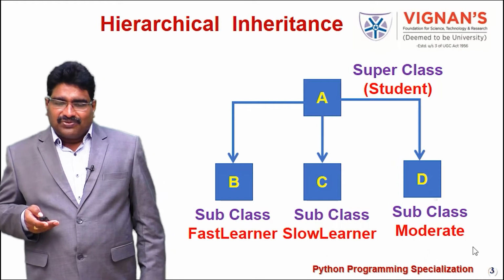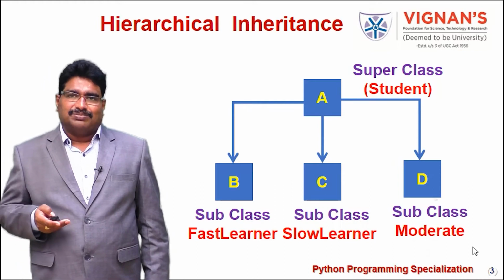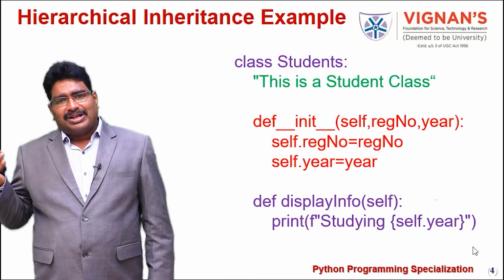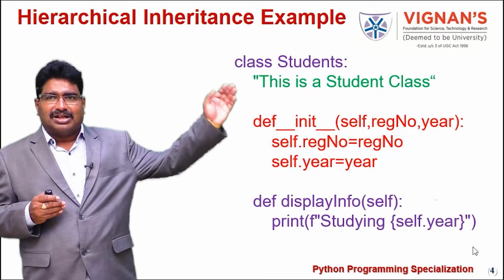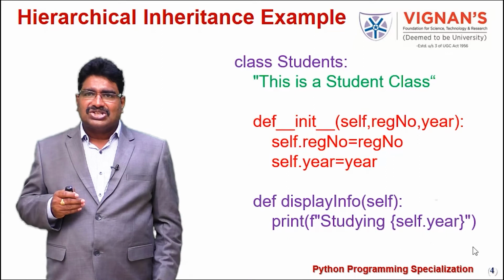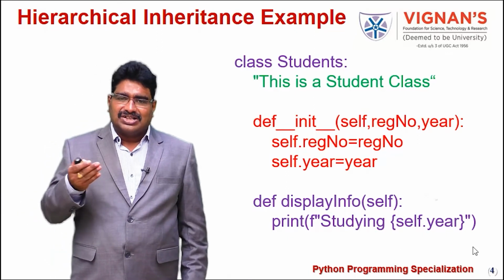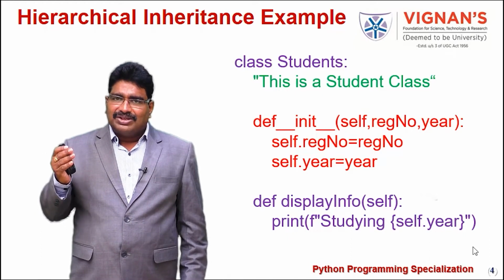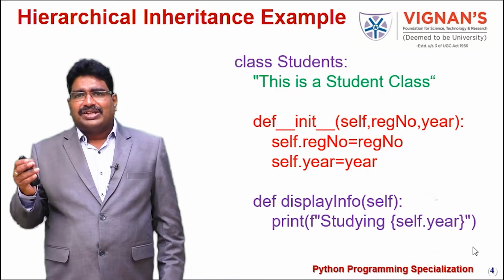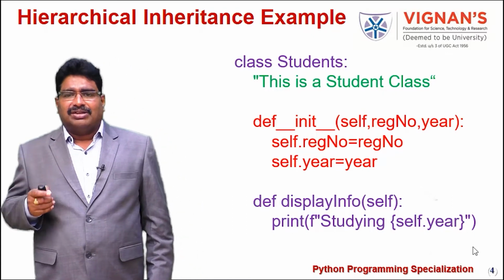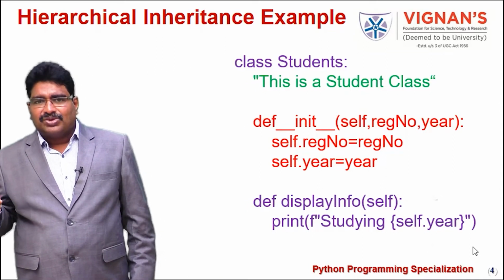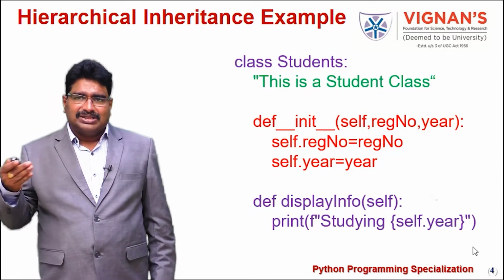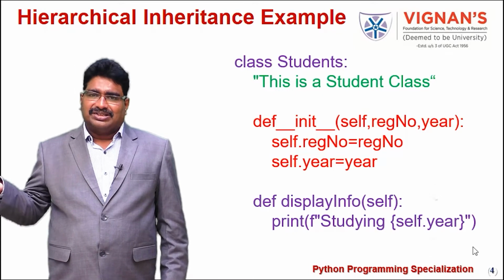Now we define the classes for this example. Here we define a student class consisting of the register number and year as parameters. The class student has a docstring, this is a student class, and the constructor takes the register number and year. Those values are assigned to the register number and year, so every student class object consists of the data members register number and year. We also define a method display info. Its main purpose is to display which year the student is studying, so we print studying second year or studying third year and so on.